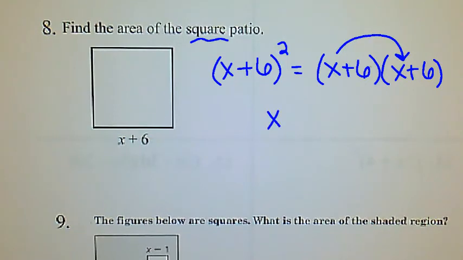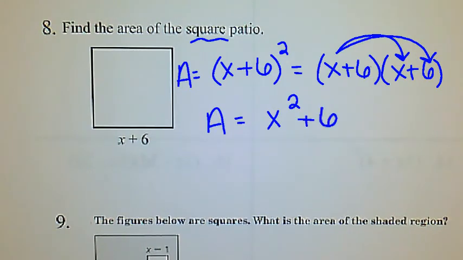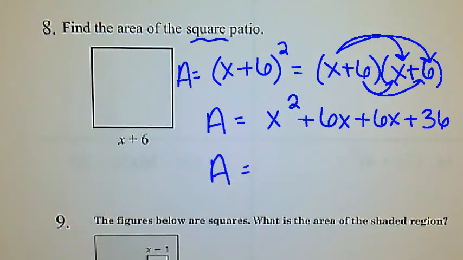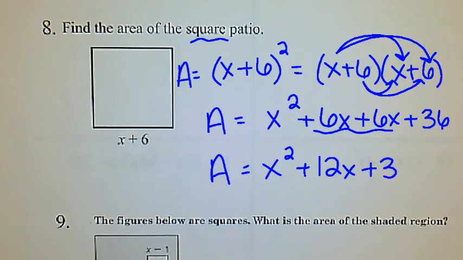So first would give you, make sure you write A equals, first would give you x squared. Outside would give you 6x. Inside would give you 6x. And last would give you 36. So the area is x squared plus, combine, 12x plus 36.